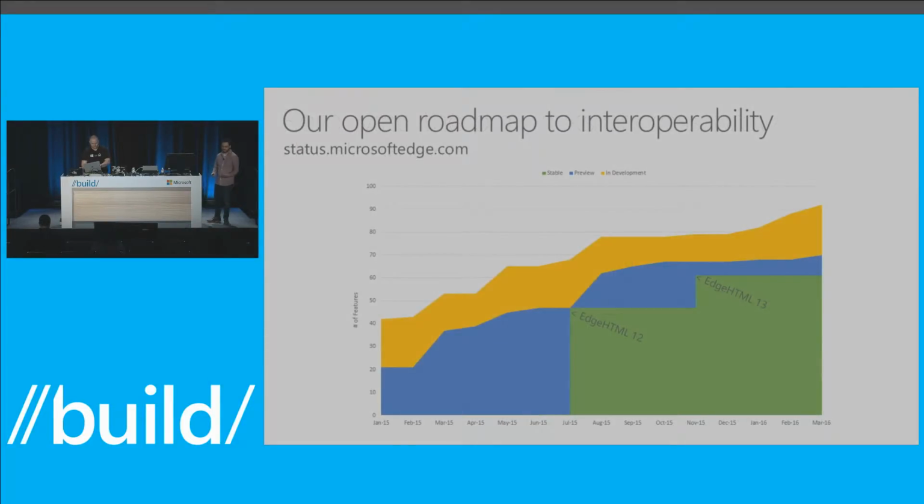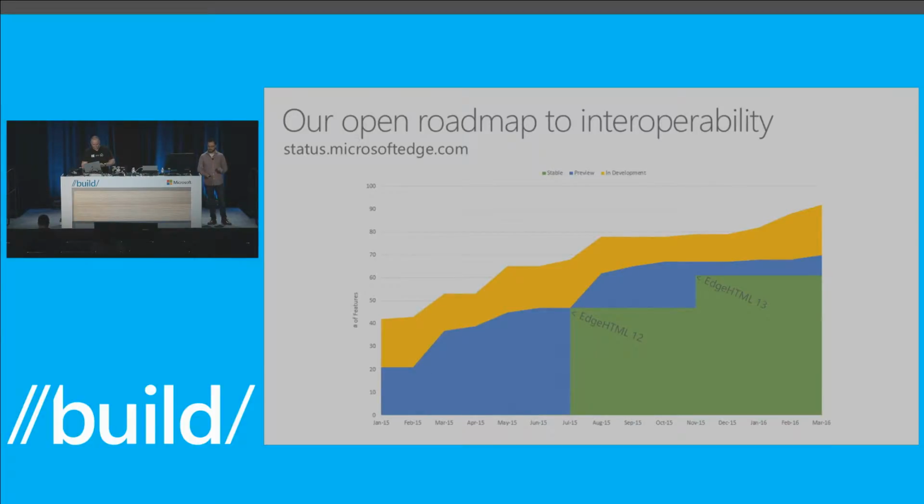We're trying to make sure that everything is interoperable. Beyond just bug fixes and fixing those pinpricks, we're also implementing lots of new standards and web features. This is a graph through our open roadmap. We started sharing our roadmap for web standards, what we're building, what we support, what we think we'll build next. That's available at status.microsoftedge.com. And this is a graph over the last year and a half.